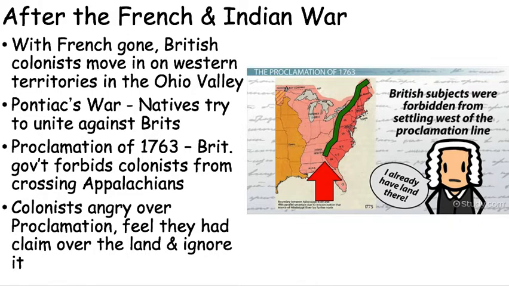So the king and the parliament negotiate a treaty with the natives living west of the Appalachians. You stop attacking British forces and British fortresses. You let us continue to build forts so we can defend and protect this territory. We will make sure that the American colonists don't move in. We'll draw a line. The none shall pass line.